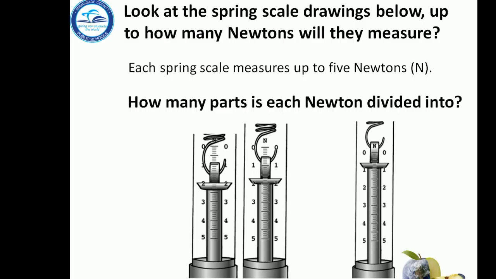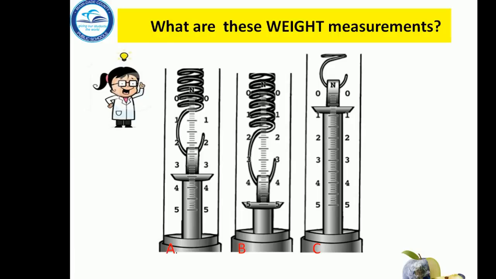Okay? So how many parts is each newton divided up into? So if you look at between the number 1 to the number 2, it's split up into 10 parts, just like your centimeter ruler was split up into 10 millimeters. So how many newtons are in this one? Don't say 1, it's not quite 1. It's going to be a 0.7.